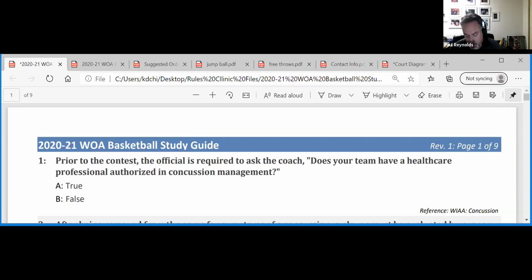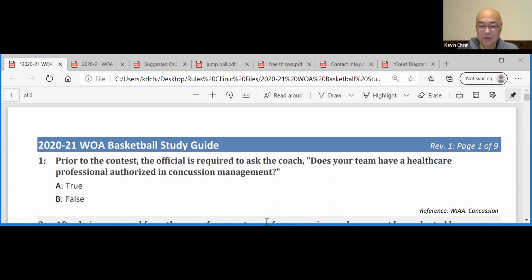So question 1: prior to the contest, the official is required to ask the coach, does your team have a healthcare professional authorized in concussion management? I have true. Any comments about that? That's a pretty straightforward deal. That's in your mechanics manual in the front section, I think it's called Washington rule exceptions, page 14. It starts on page 14. So some of these concussion questions and some of these Washington rule exceptions are in that section.